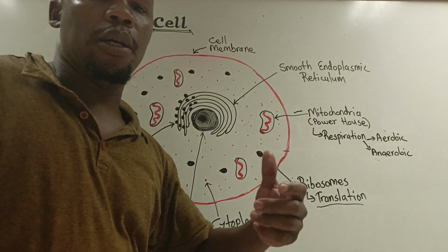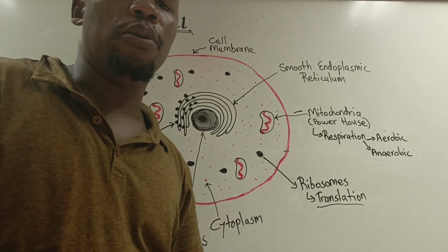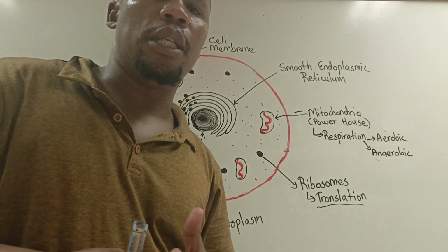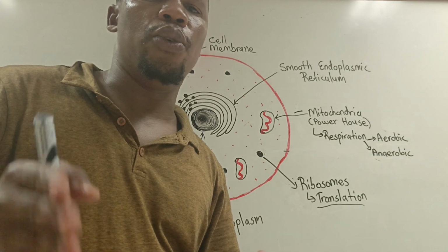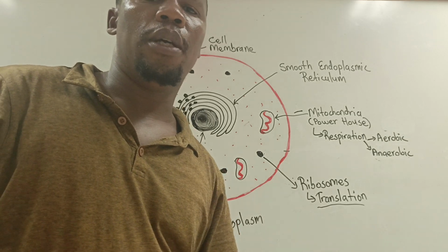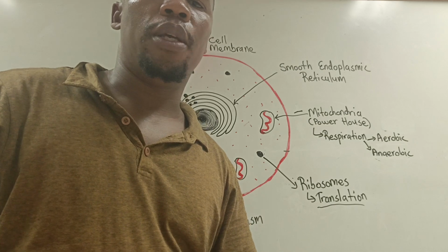Then the next thing to see is the definition, or what is a cell. What do you mean by a cell? Definition: a cell is a basic unit of life. How is something a basic unit of life? It is the foundation of life.